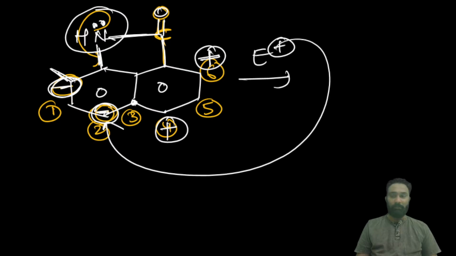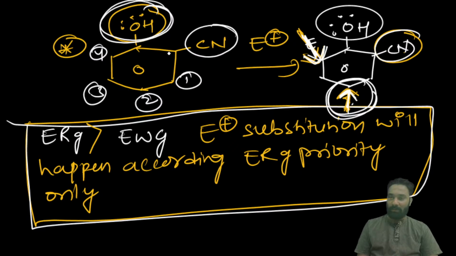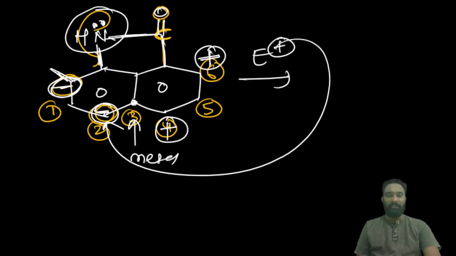Now you got it right. Why is it not going to attack at the third position with the NH3? Third position is a meta, and when it comes to the electron releasing group and the electron withdrawing group, if both are given, we have to attack on the basis of the electron releasing group. Okay, fine. Is it clear?